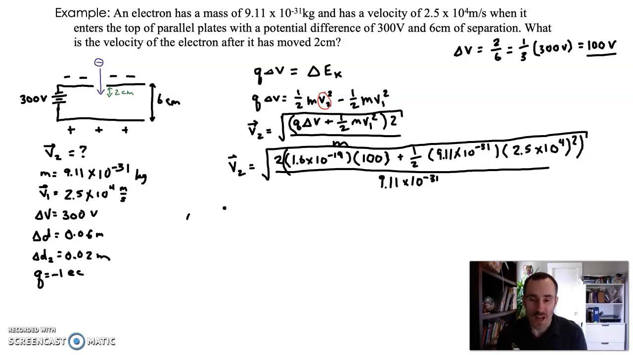And when you do all that, you get V2 is equal to 5.93 times 10 to the 6 meters per second. And that's down. It's a vector, so you need to have direction.